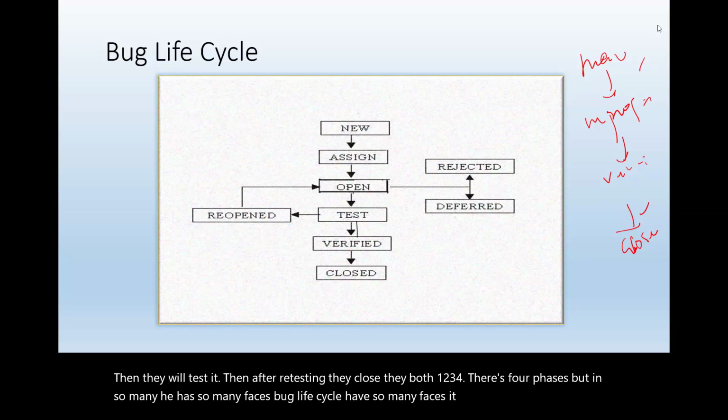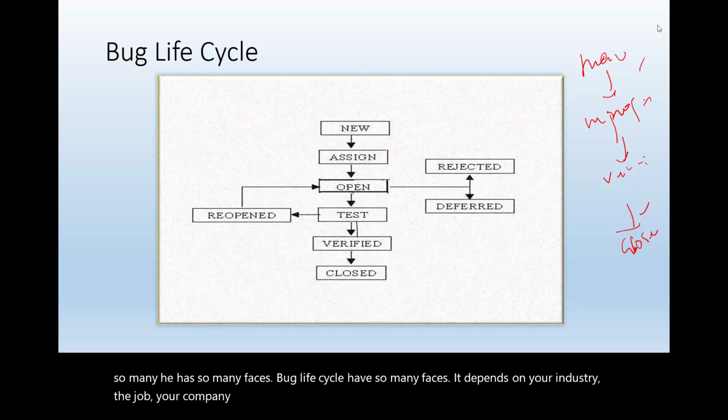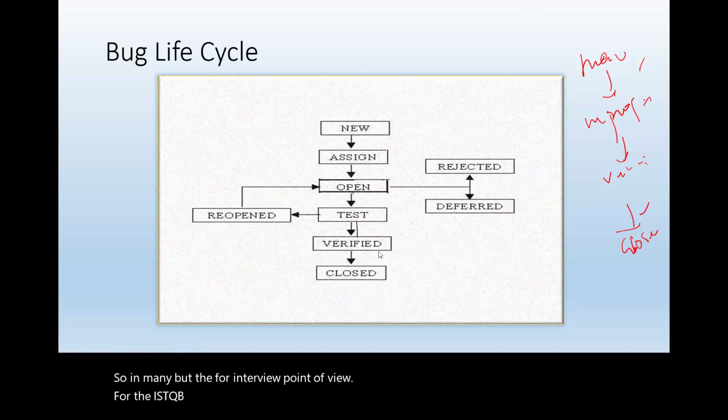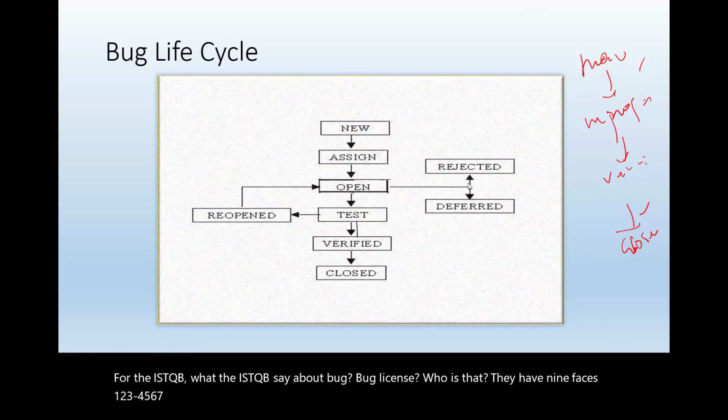It depends on your industry, the job, your company, what the testing team is using to treat a particular bug. So in many, but from an interview point of view, what the ISTQB says about the bug life cycle is that they have 9 phases. 1, 2, 3, 4, 5, 6, 7, 8, 9. It has a lot of phases. We have new, we have assigned.